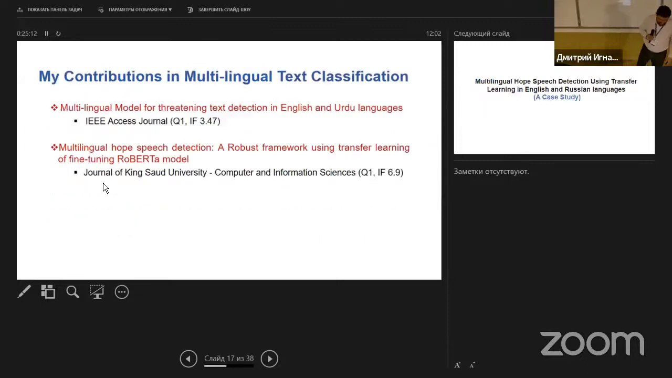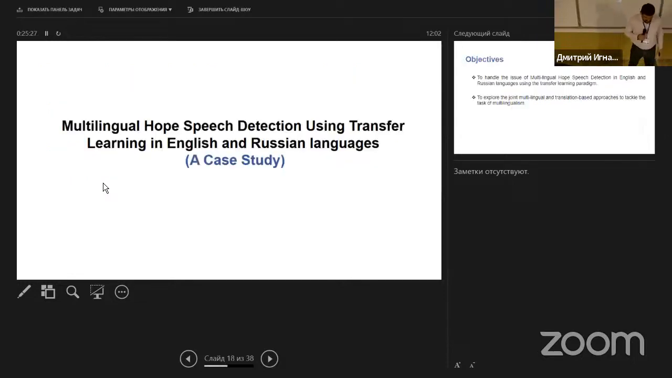Okay, so these are my recent contributions in multilingual text classification. Recently, there are two contributions in this domain, both in Cuban journals. Next, I am going to briefly describe the design of a multilingual hope speech detection system for English and Russian using this multilingual methodology.